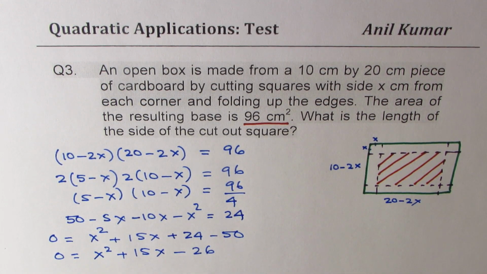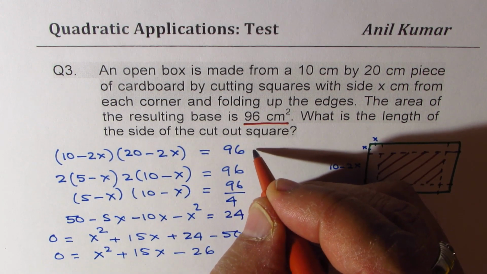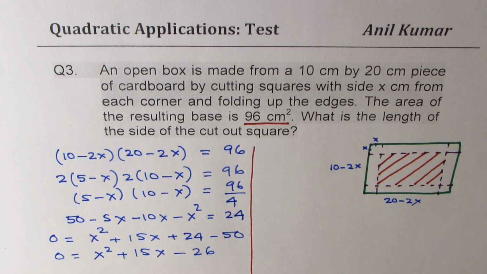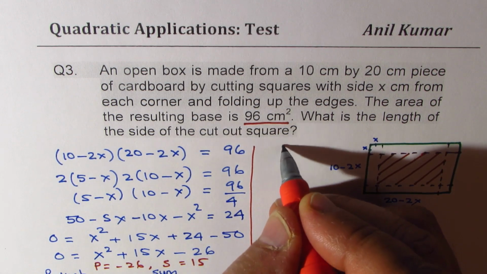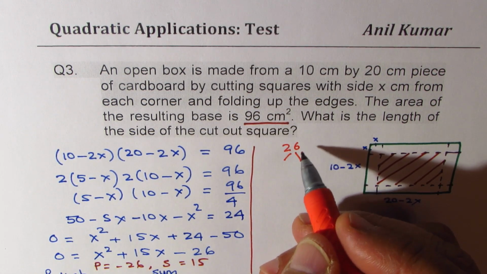Correct? So we get the quadratic equation. Now we have to solve. We are looking for a product of minus 26 and sum of 15, right? This, when we are saying P, we mean product. And S is sum, right? So how do you get these numbers? As we had been discussing, it is good to just write down the factors, right? We want 26 product. So what should you do? We'll just write 26 here and see what are the factors of 26.